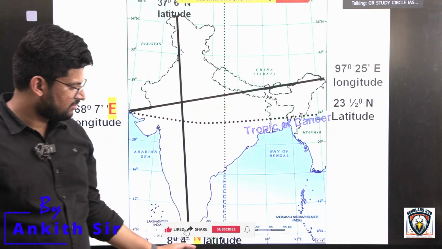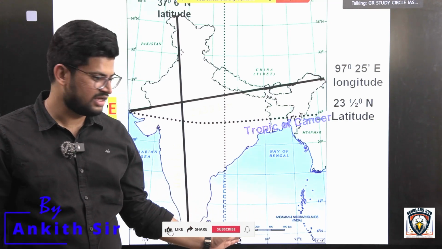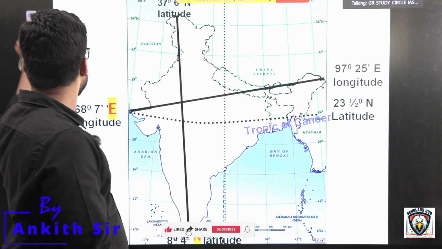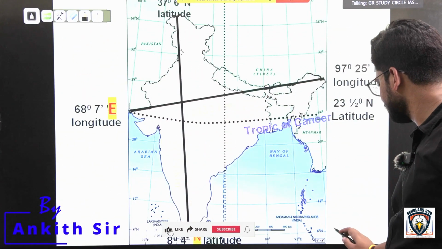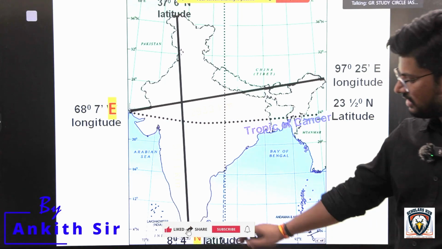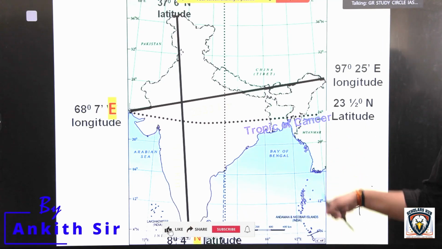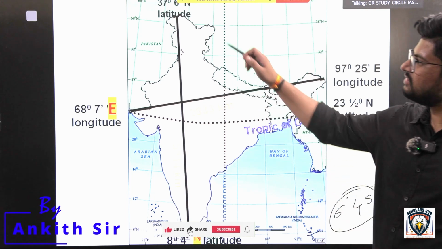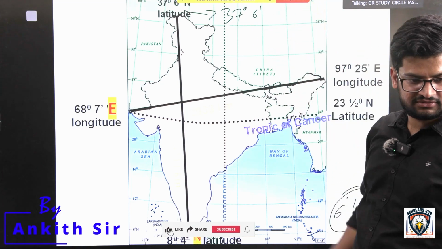close to the equator. But there we also have the island group called the Andaman and Nicobar Islands, which are down south of India's mainland. If you consider the Andaman and Nicobar Islands, the lowest point is 6 degrees 45 minutes. If we take Kanyakumari, it is 8 degrees 4 minutes, but the Andaman and Nicobar Islands lie even further south. So it is 6 degrees 45 minutes. The northern limit is 37 degrees 6 minutes. So this is the latitudinal extent of India.